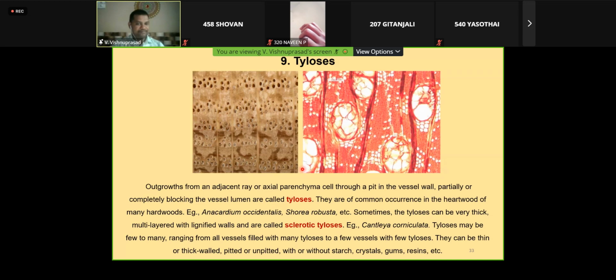This is from a section I have taken from Shorea robusta. It is a xylarium specimen I had taken and carried out the sectioning. This is what I could observe.